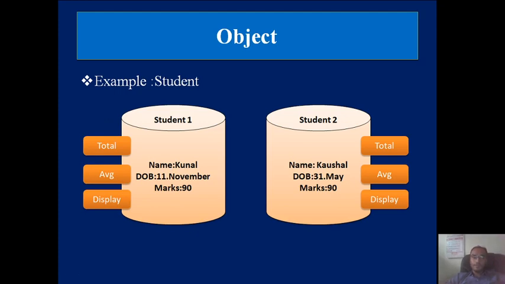Over here, as C++ or an object oriented programming language provides security, or data hiding, we cannot directly interact with name, date of birth and marks from outside the class. So to access those data members, we have defined member functions.